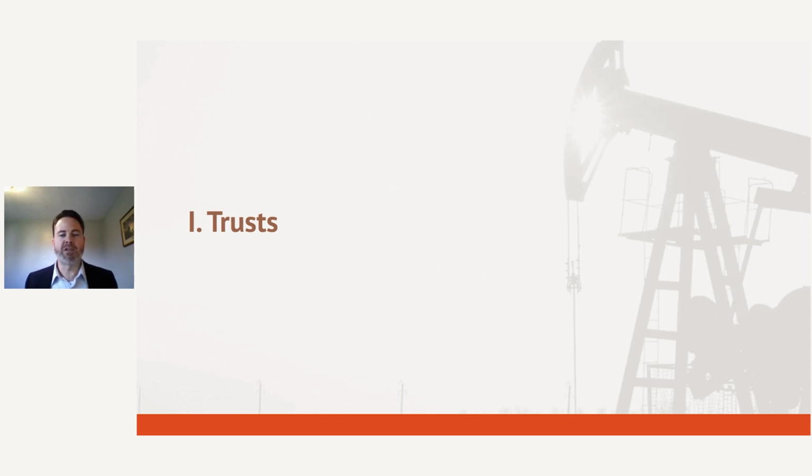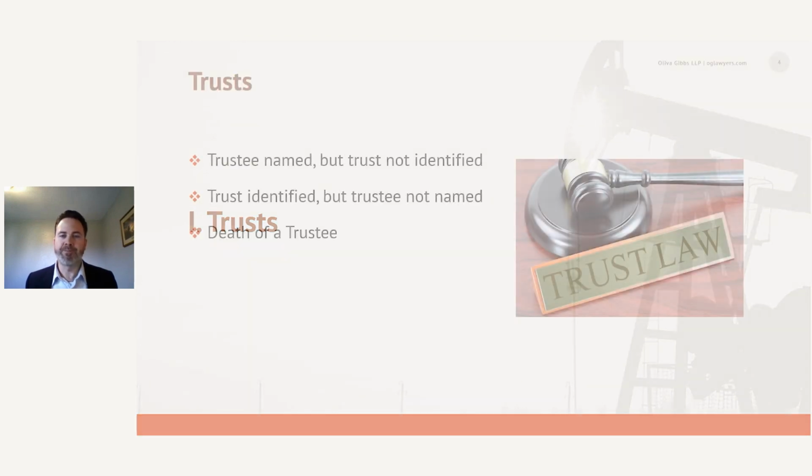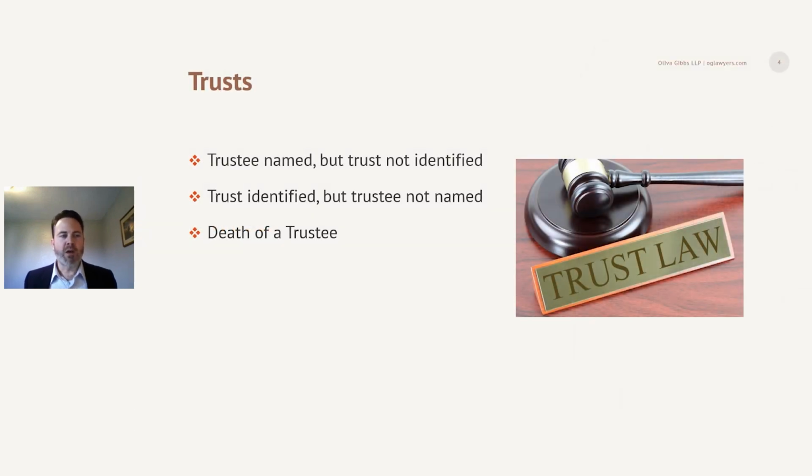And three, the beneficiary, being the person or persons designated by the settlor to receive the benefits of the trust property. The benefits from the trust generally consist of: one, the income from the property during the existence of the trust, and two, the principal or property of the trust when the trust is terminated. So within the umbrella of trusts, we will take a look at examples involving omissions of either the trust name or the trustee's identity, and what happens when we have a trustee die.